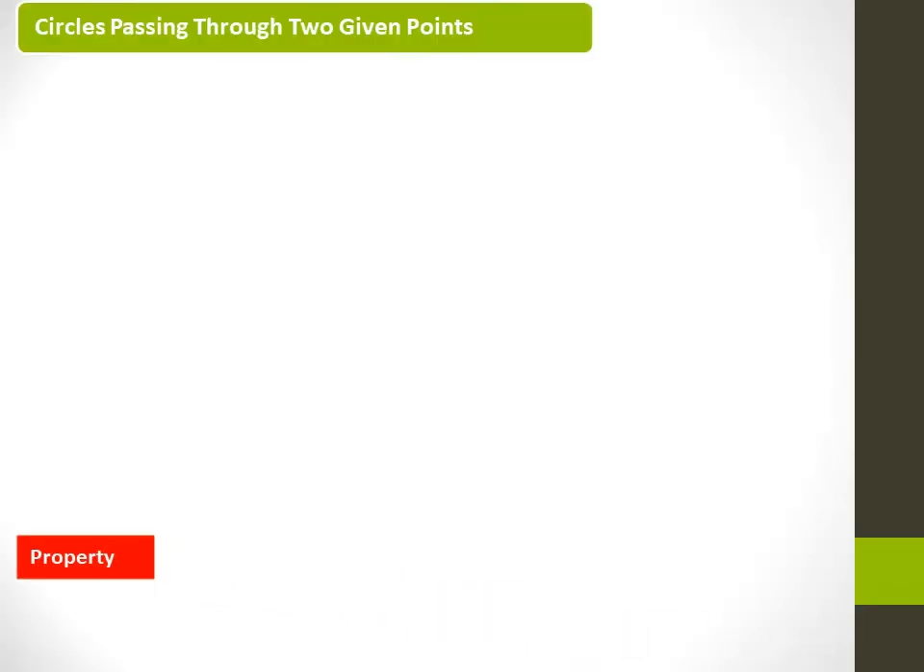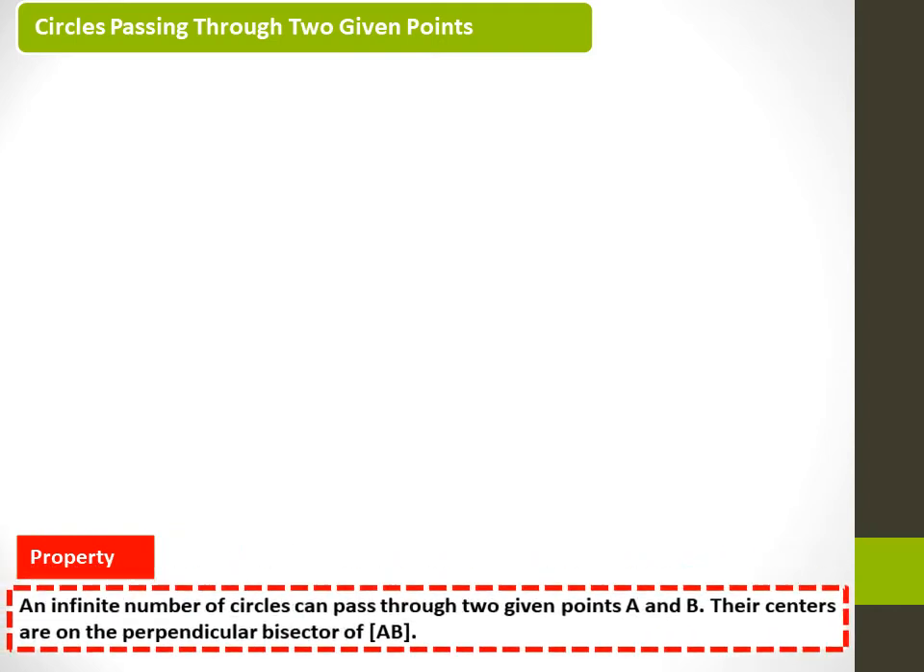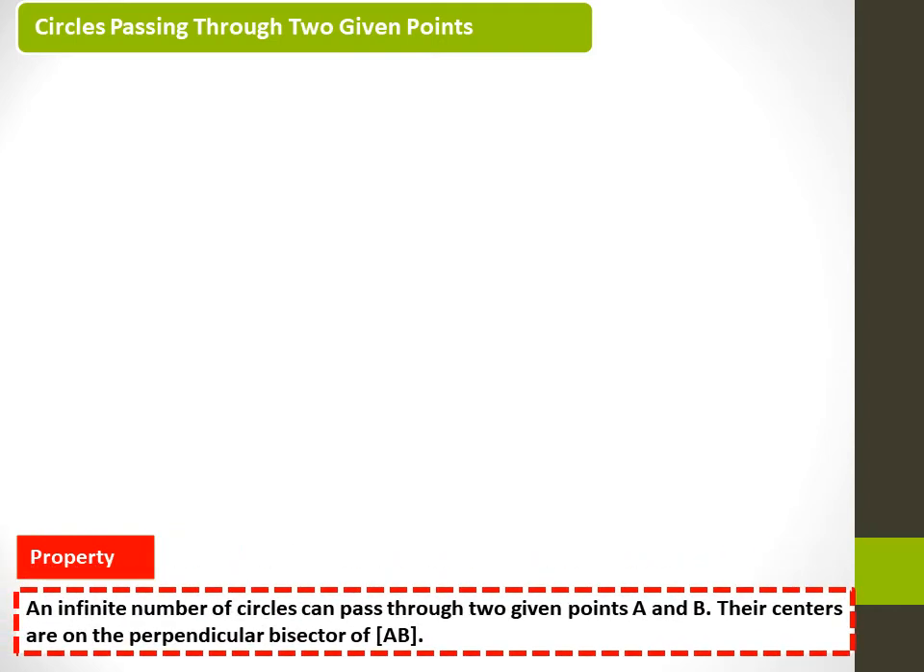Circles passing through two given points. An infinite number of circles can pass through two given points A and B. Their centers are on the perpendicular bisector of segment AB.